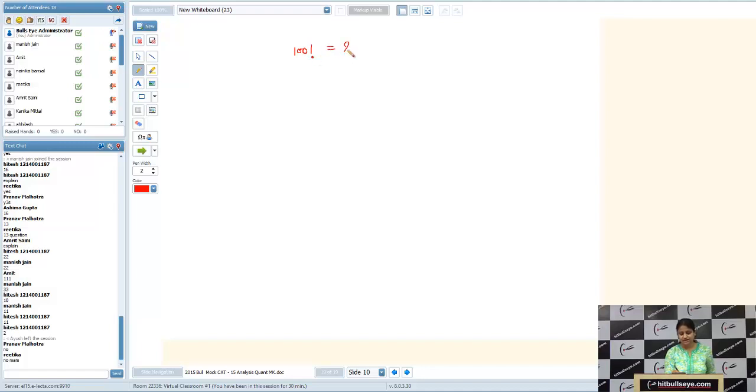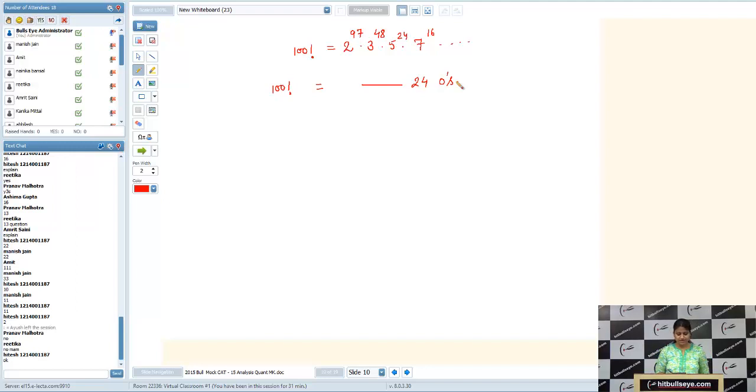As we know, 100 factorial, 2 will come 97 times, 3 will come 48 times, 5 will come 24 times, 7 will come 16 times, and so on. So if we take 100 factorial, with how many zeros it will end? It will end in 24 zeros. Can you say this? I think you are comfortable in that. Hitesh? Okay. 100 factorial will end in 24 zeros.